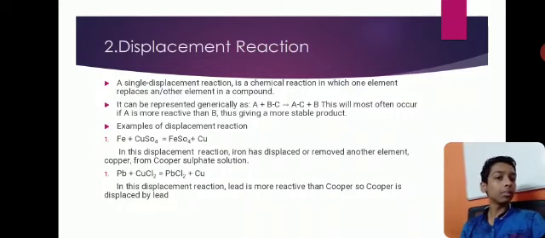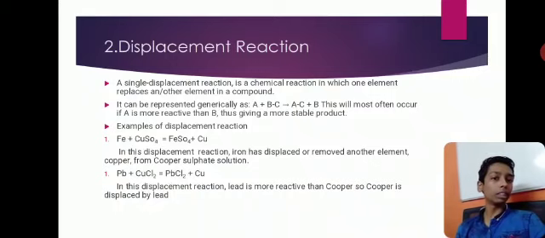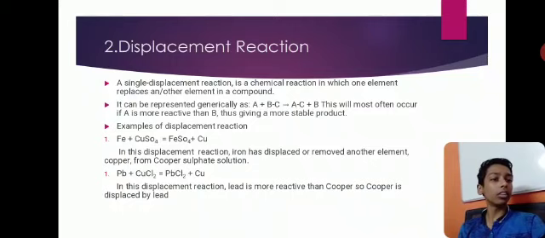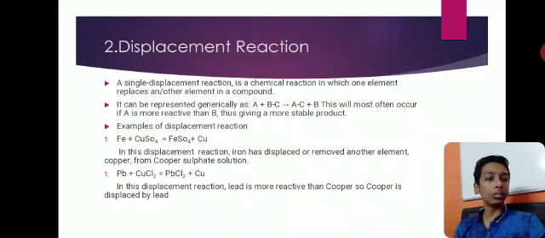In this displacement reaction, iron has displaced or removed another element, copper, from the copper sulfate solution because copper was not much reactive. In this displacement reaction, lead is more reactive than copper, so copper is displaced by lead. Pb plus CuCl2 gives you PbCl2 plus Cu.